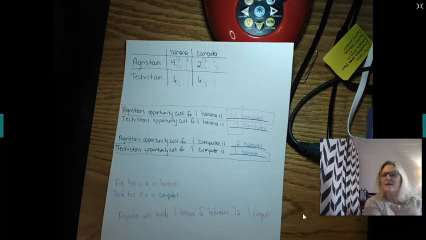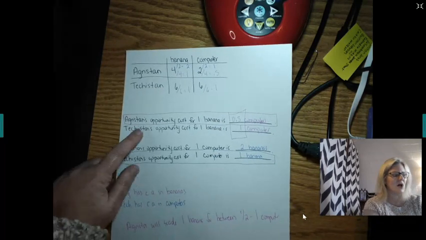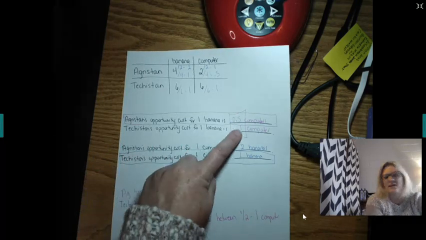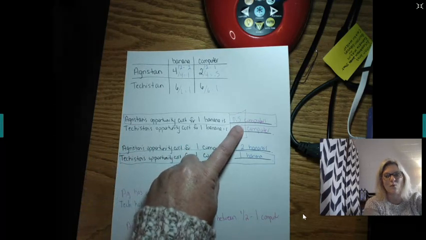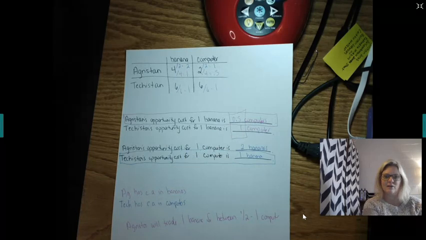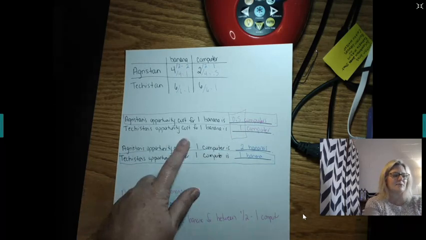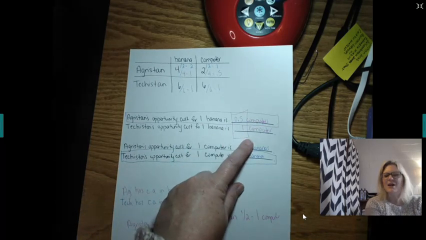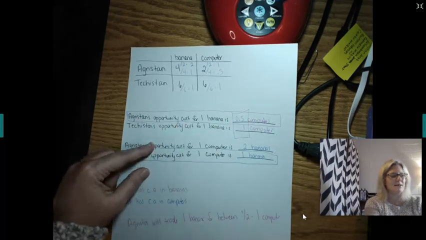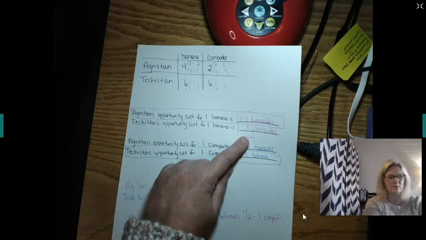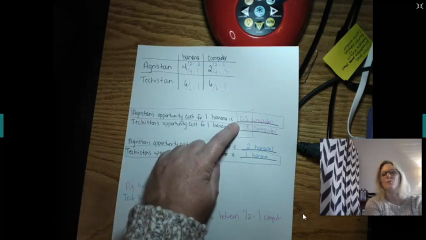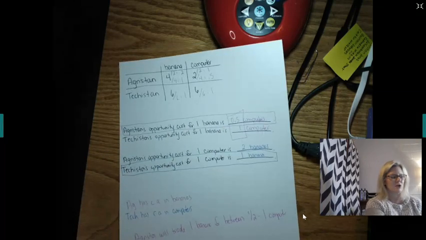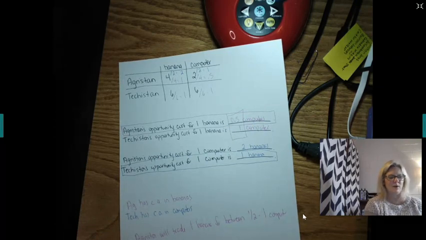The reason that it is that way is because if Agristan makes one banana, they could have made a half a computer on their own. So they want to get more than what they could have done on their own. Tekistan's opportunity cost for one banana is one computer, so they don't want to give up more than they could do on their own. So Tekistan will not trade more than one computer, but Agristan wants more than half of a computer. So our terms of trade is Agristan will trade one banana for between a half and one computer.